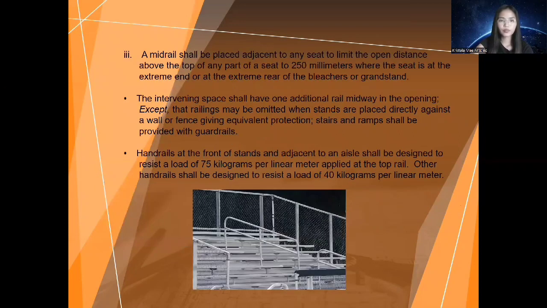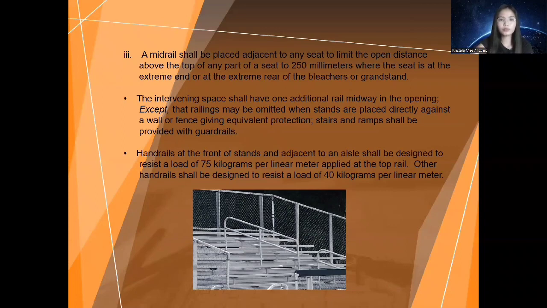So next, a mid-rail should be placed adjacent to any seat to limit the open distance above the top of any part of the seat to 250 millimeters for the seat at the extreme end and the extreme rear of the bleachers or grandstand. So, ang mid-rail dapat naka 250 millimeters. So next, the intervening space shall have one additional rail midway in the opening, except that railings may be omitted with stands placed directly against a wall or fence giving equivalent protection.